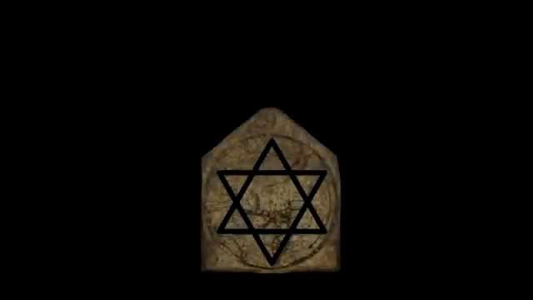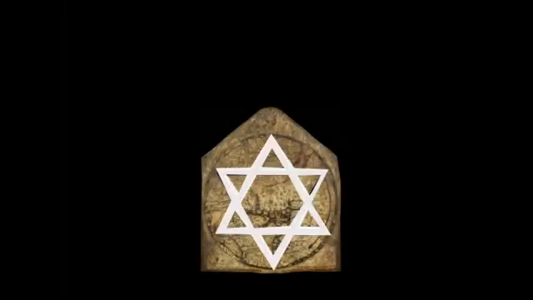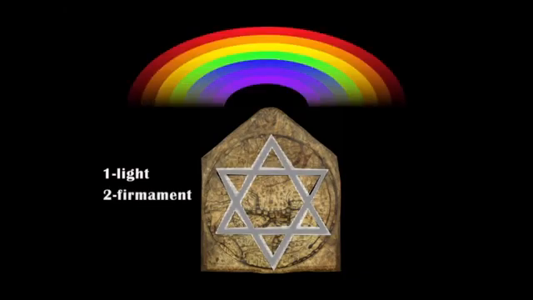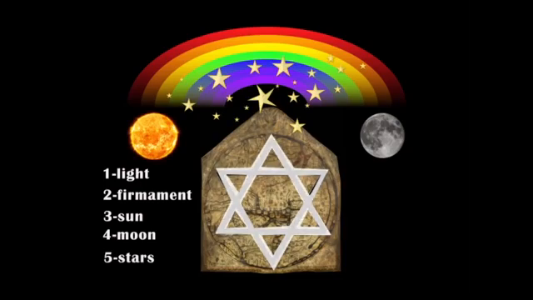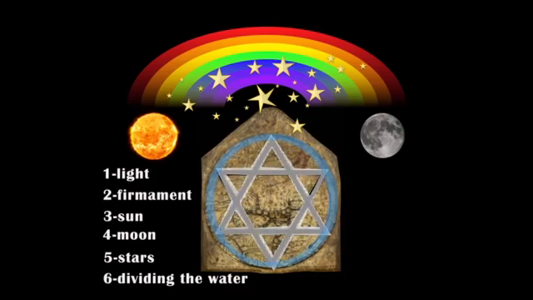So the Solomon star is installed and activated. First there was the light. This radiation creates a firmament. The light reflects in the firmament and creates the sun. The sun shines on the earth and creates a reflection, the moon and the stars. This activation of the Solomon star is dividing the water from the land.